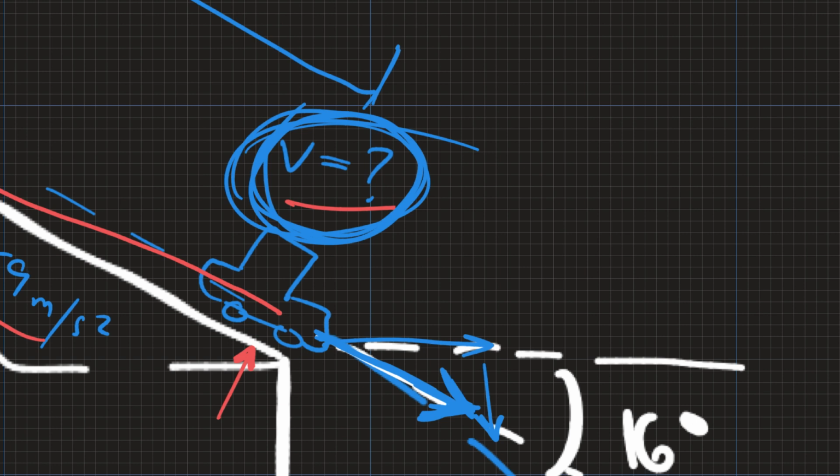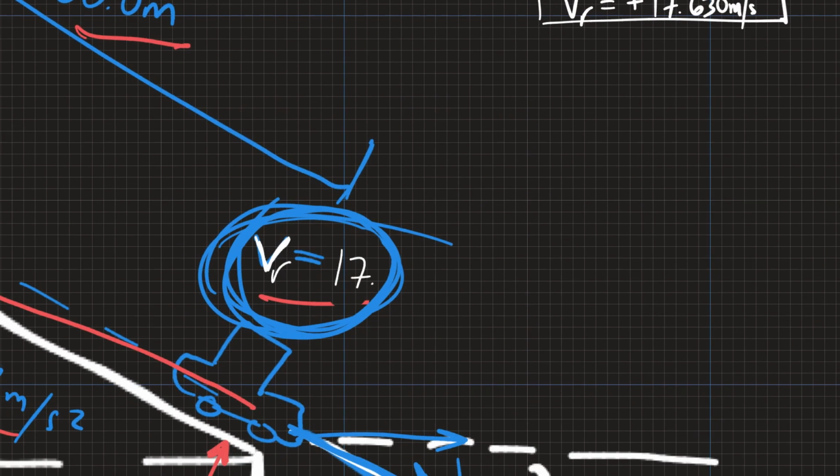So that is my velocity right here, v sub r, the velocity on that incline as the car leaves the cliff. Okay, so this is no longer an unknown, 17.630.